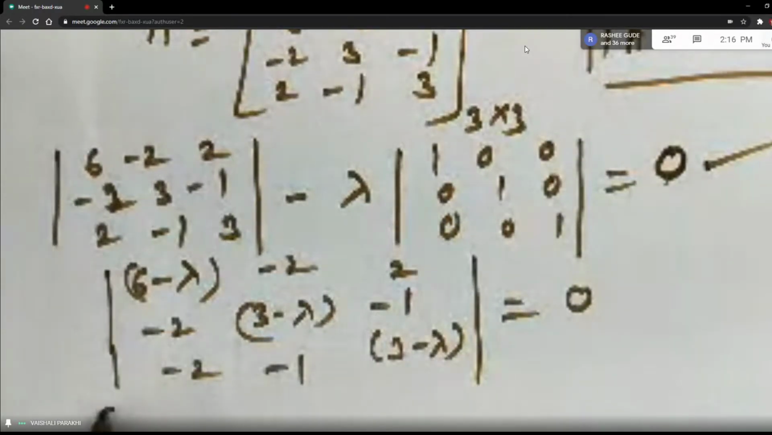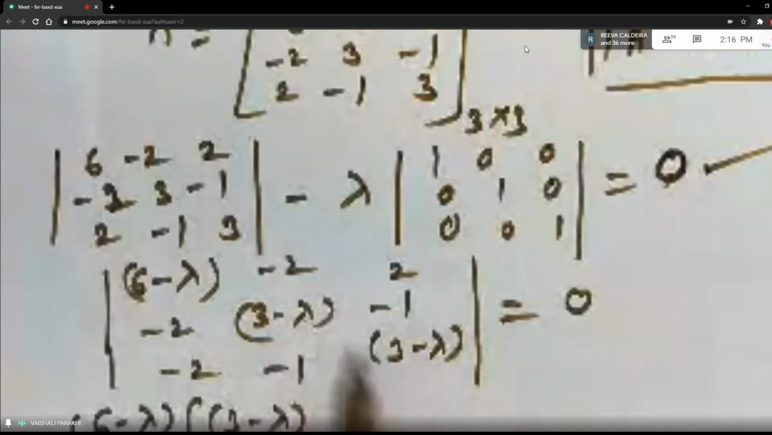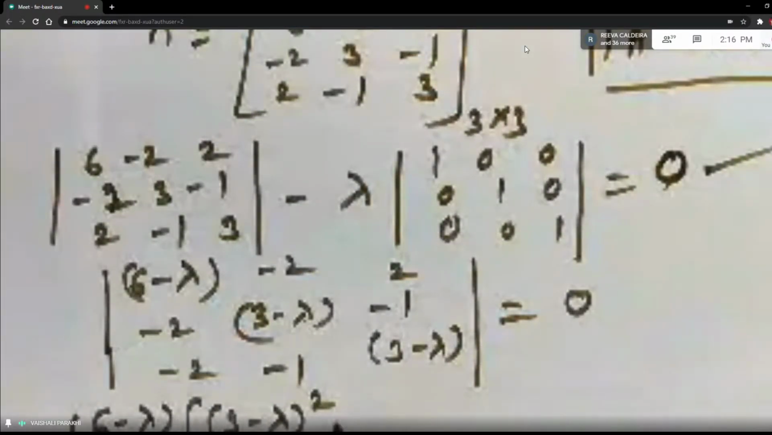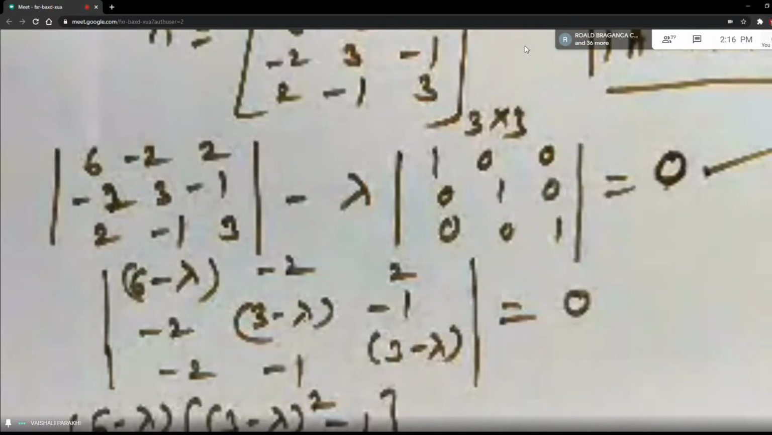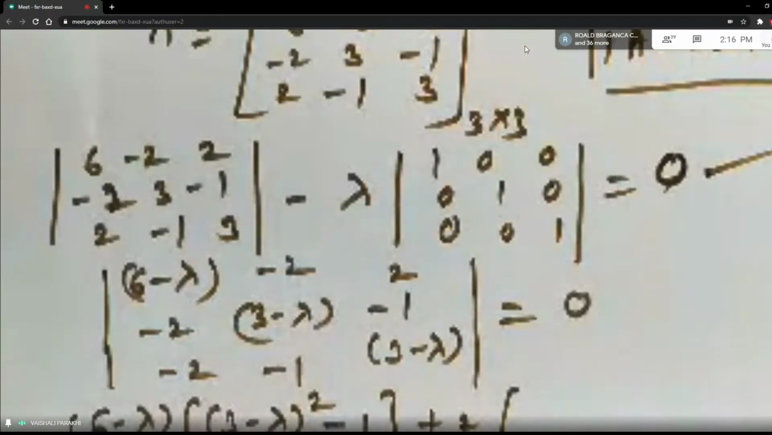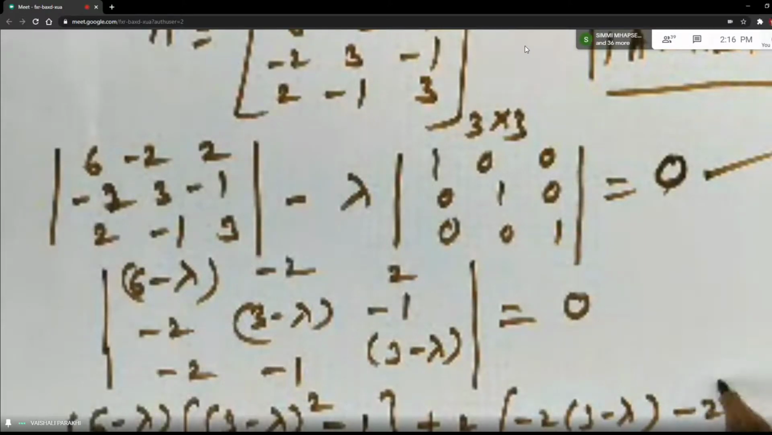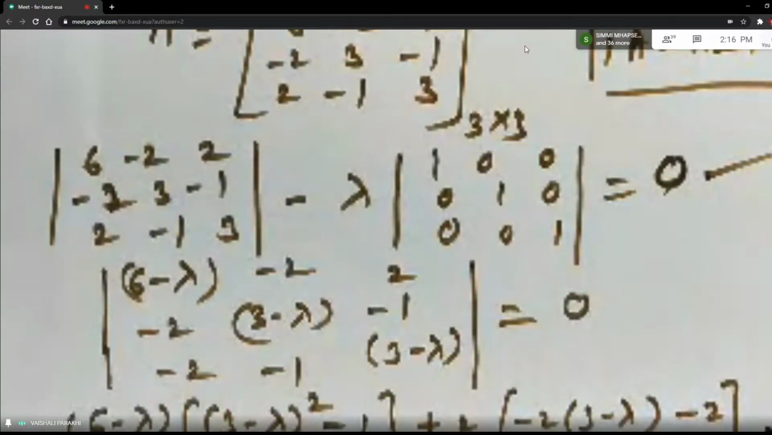It is 6 minus lambda into bracket 3 minus lambda into 3 minus lambda, that is 3 minus lambda square, minus 1. The middle term is with opposite sign, 2. So it will be minus 2 into 3 minus lambda minus 2. Okay. Then plus 2 into bracket 2.